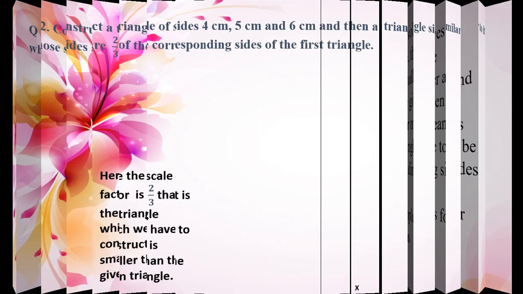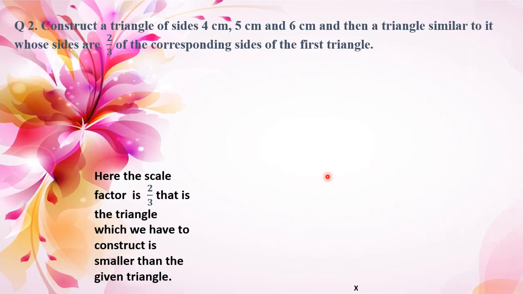Let's take exercise 11.2 question number 2: construct a triangle of sides 4 centimeter, 5 centimeter and 6 centimeter, and then a triangle similar to it whose sides are 2 by 3 of the corresponding sides of the first triangle. That means we have to construct a triangle of 4, 5 and 6 centimeter, then construct the similar triangle whose corresponding sides are 2/3 of the sides of the given triangle. So let's start.